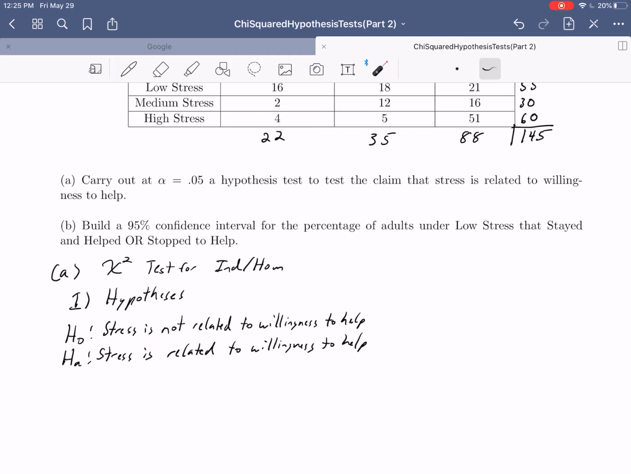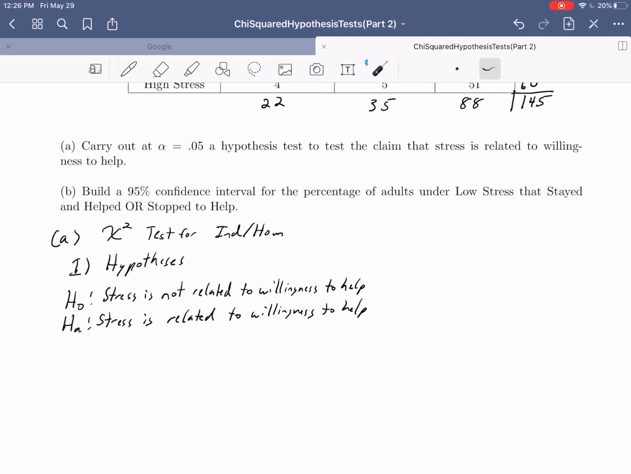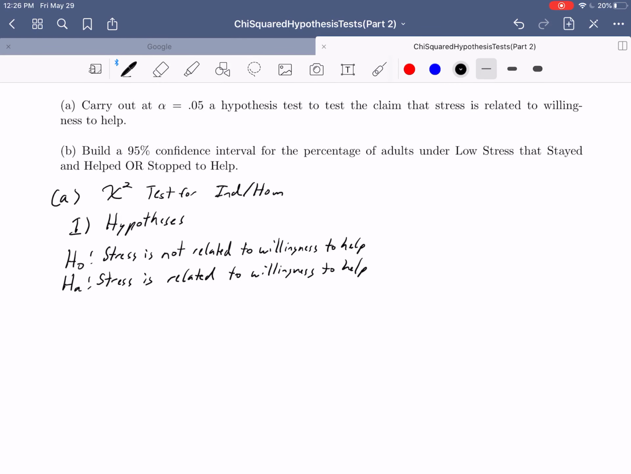The null, baseline assumption, is that they will be not related. The alternate is that they will be related. Before we jump to the conditions, we need to do our intermediate step here, which is that we need to construct the expected counts table.